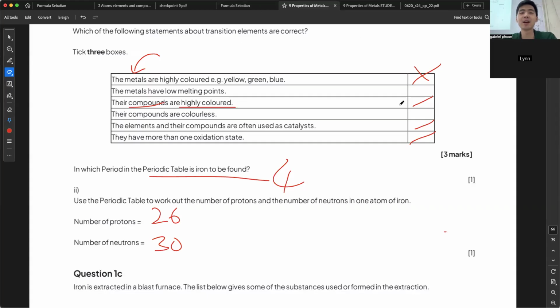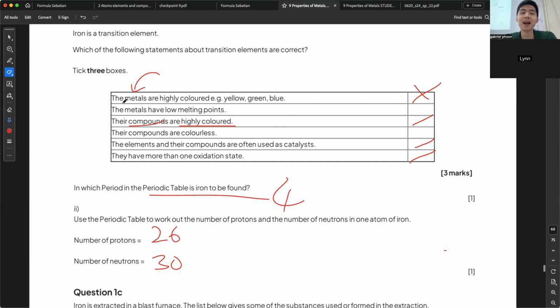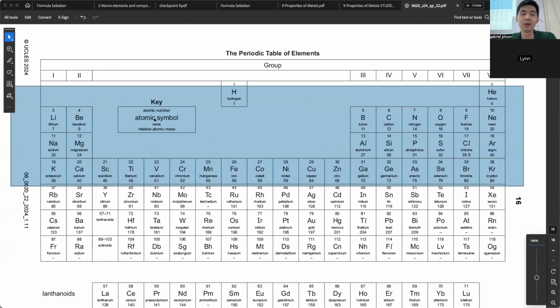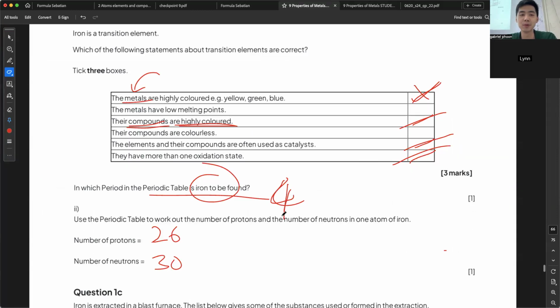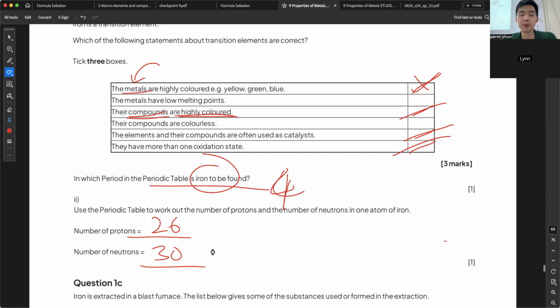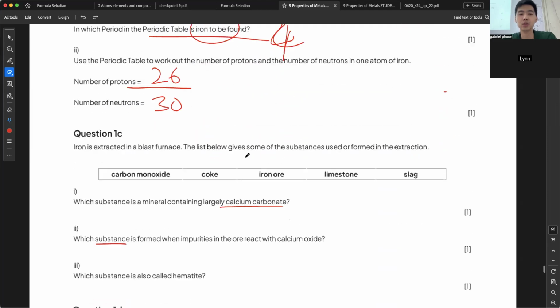Okay, Sarah, remember, transition metals are not colored compounds. Sorry, they're not colored. Only the compounds of transition metals are colored. And obviously, they act as catalysts and have variable oxidation states. For the period of iron, you have to remember that this one is period 1, period 2, period 3, and then period 4. Thus it should be period 4. For proton number and neutron number, you can find yourself. If you don't know this, GG.